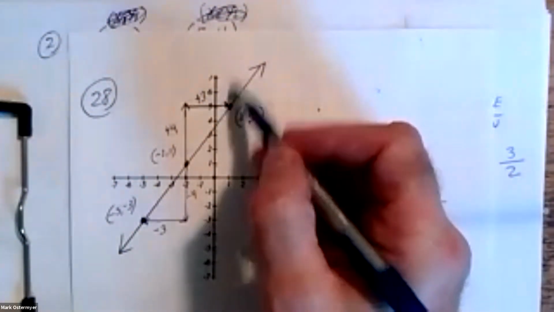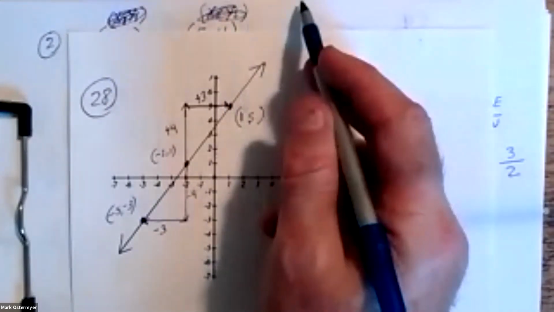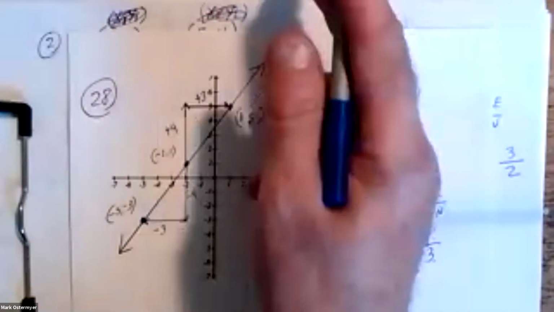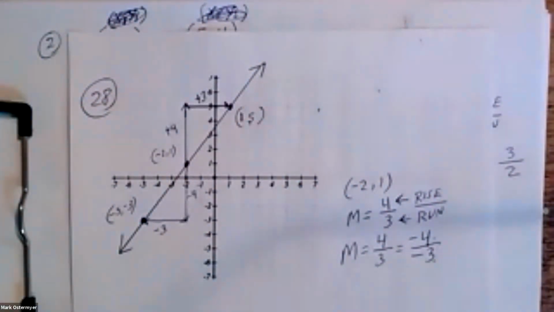How many points could I plot on my line by doing this? Up 4 to the right 3, up 4 to the right 3, and so on. I could do that to the end of time. Do you agree, ladies and gentlemen?